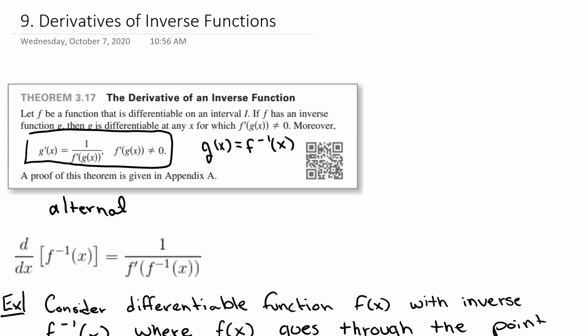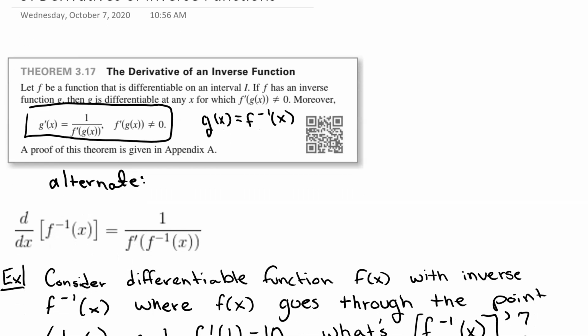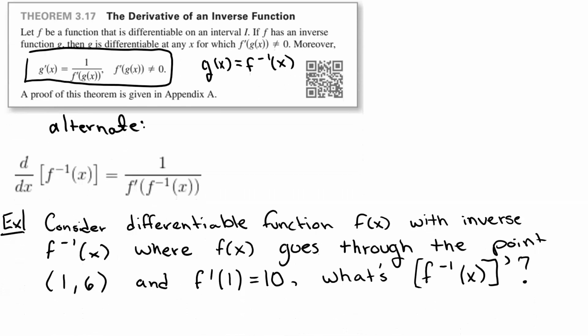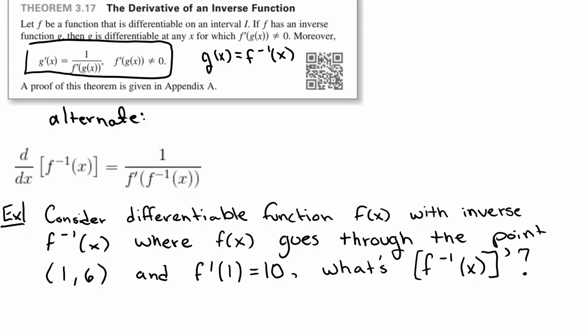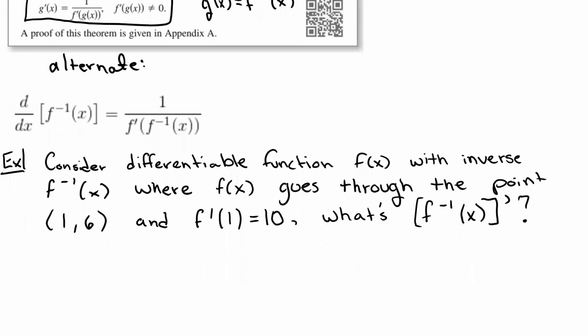So kind of like the limit definition had two forms, we have two forms for writing the derivative of an inverse. So we're going to kind of switch between those forms today and see how they are equivalent to one another and how they are useful in different circumstances. So this first problem or example, we're going to look at using the alternate form.